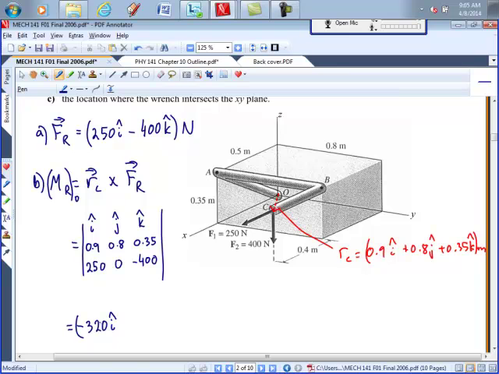And then J hat, we would put our finger across the second column, take the determinant of what's left, and then multiply by negative J hat, because it's in an odd position. So 0.9 times 400, that's 360 minus 250 times 0.35. Yeah. And is that positive or negative? Positive.